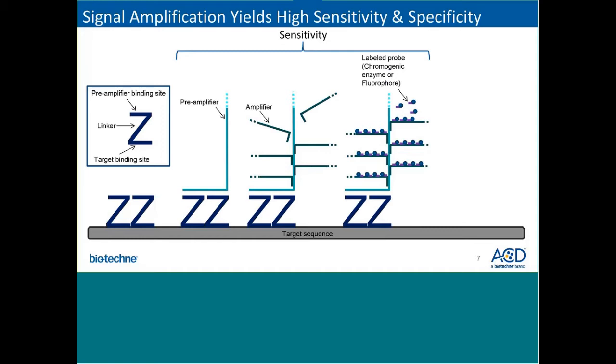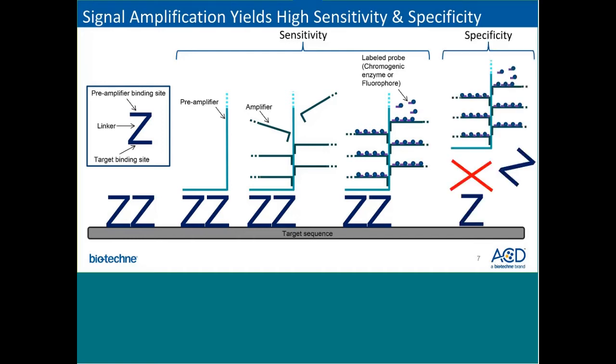Labeled probes can contain a chromogenic enzyme such as horseradish peroxidase or an alkaline phosphatase that generates a visible signal after chromogenic reaction that can be detectable under a standard bright field microscope. The labeled probes can also contain fluorophores that allow for visualization of the signal under a fluorescent microscope. The signal amplification strategy allows for visualization of target mRNAs as a single dot, where each dot represents an individual RNA molecule.